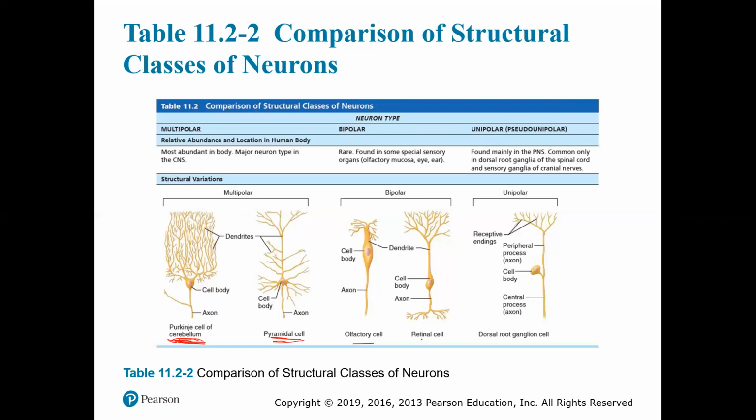So here's the retinal cells, again, bipolar. And here's a unipolar neuron, right? Reception. Here's the cell body. Now, if you have a group of cell bodies for sensory neurons in the PNS, and it's in the back, it's called the dorsal root ganglion. Because that's a group of cell bodies in the PNS. Remember, you memorized the definition of a ganglion versus nuclei.